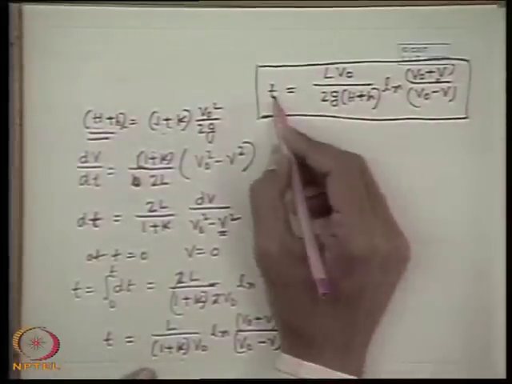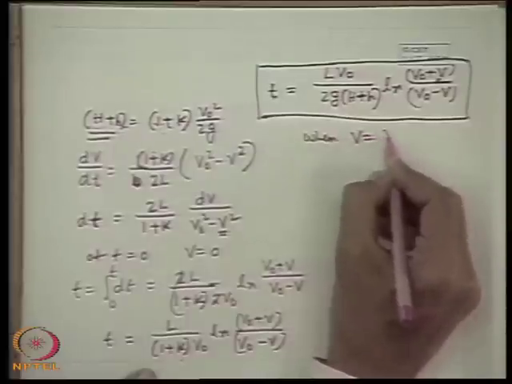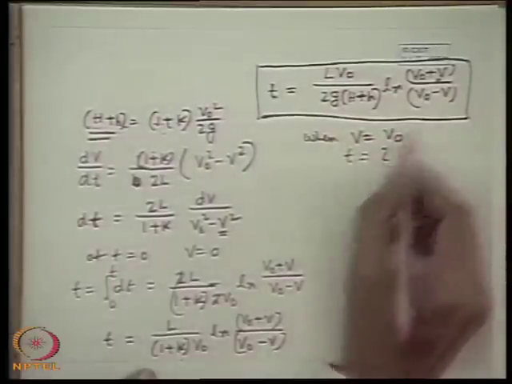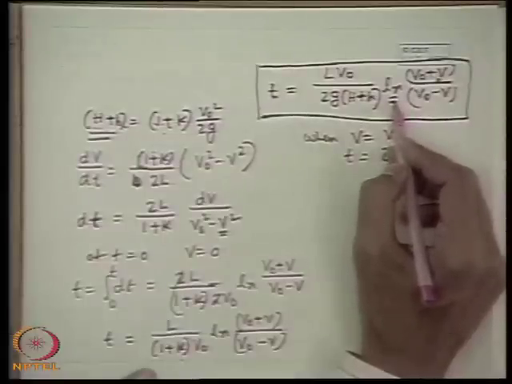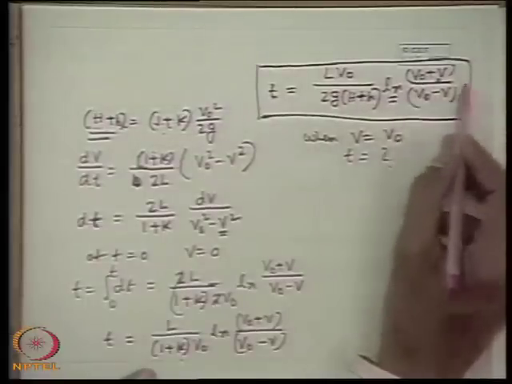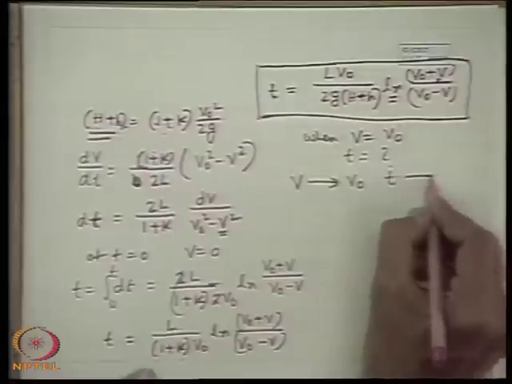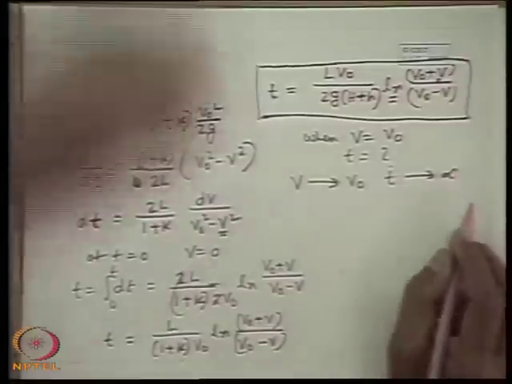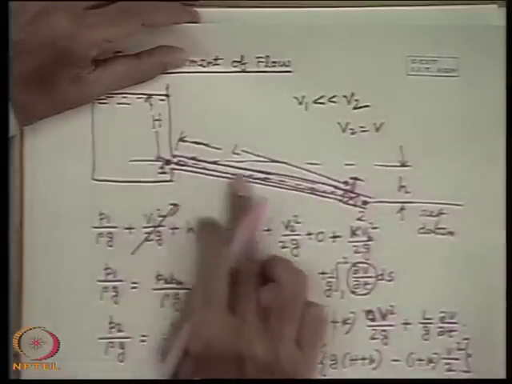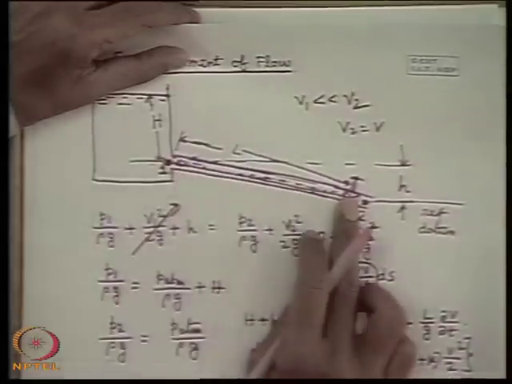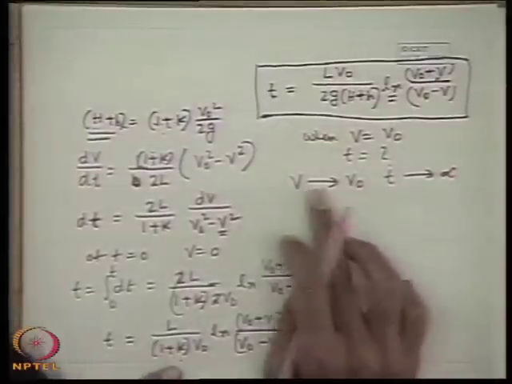So let us find out what is the time taken to reach the steady state velocity. How we can find out when V is equal to V0, what is t? You see, V is equal to V0, the denominator is 0 with ln. That means the argument is infinity for the ln, so this becomes infinity. So therefore, we can write V tends to V0 when t tends to infinity, which physically signifies that after the opening of this valve, the fluid will never attain a steady state velocity exactly. In fact, the steady state velocity is reached asymptotically.